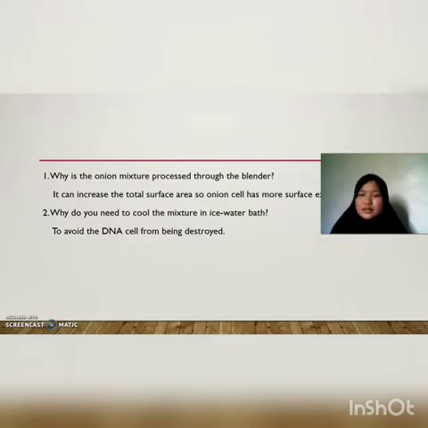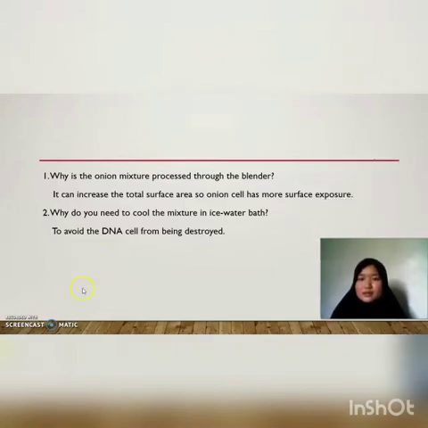Why is the onion mixture processed through the blender? Because it can increase the total surface area so the onion cell has more surface exposure. And the second one, why do we need to cool the mixture in ice water bath? Because it can avoid the DNA cell from being destroyed.